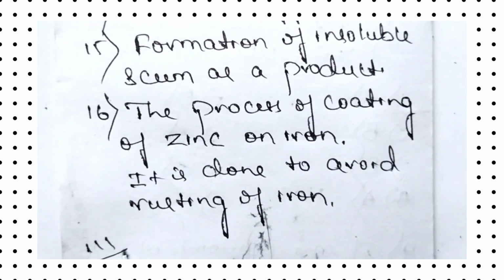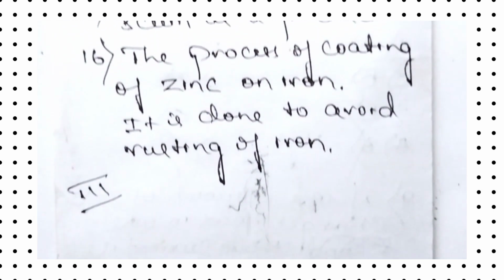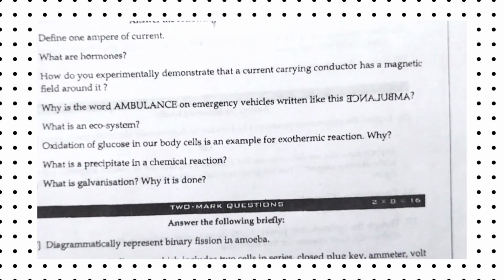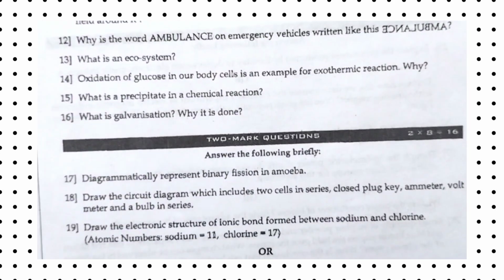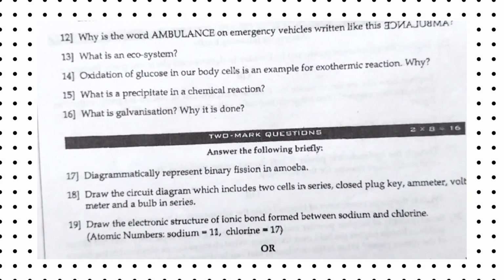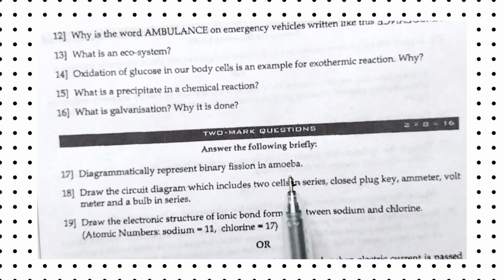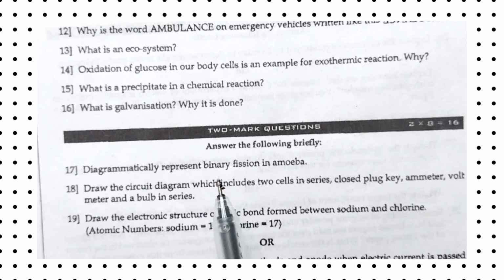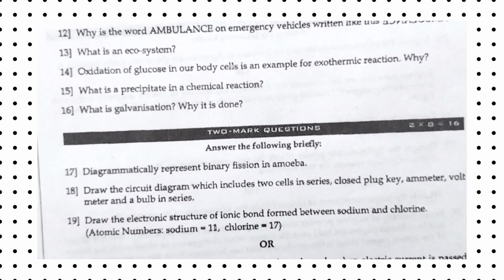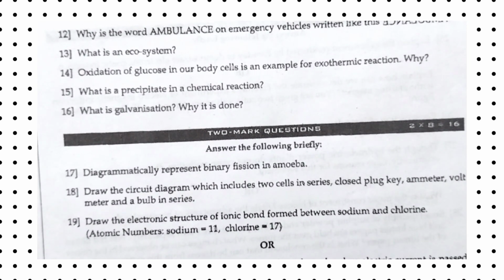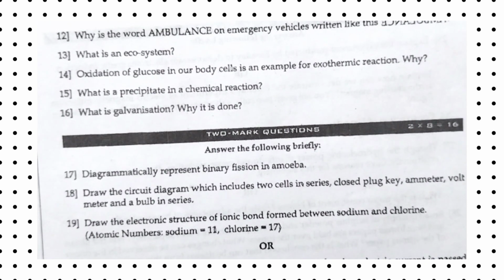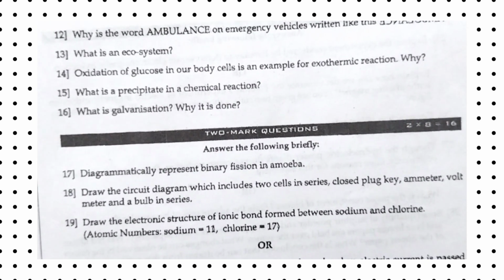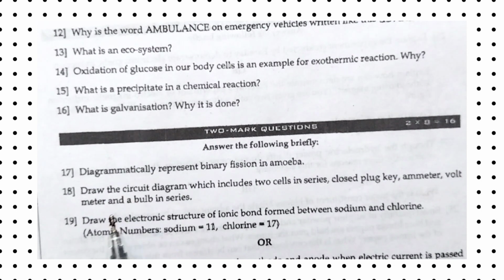Now let us move to the third section, that is, the 2 marks questions. Regarding the 2 marks questions, the first question is: diagrammatically represent binary fission in amoeba. So we have to write ingestion, digestion, absorption, assimilation and egestion. All the 5 steps should be written diagrammatically.